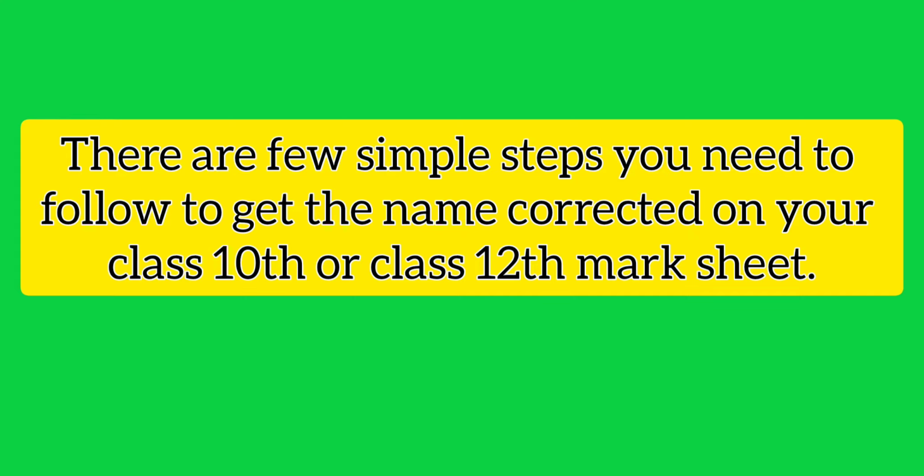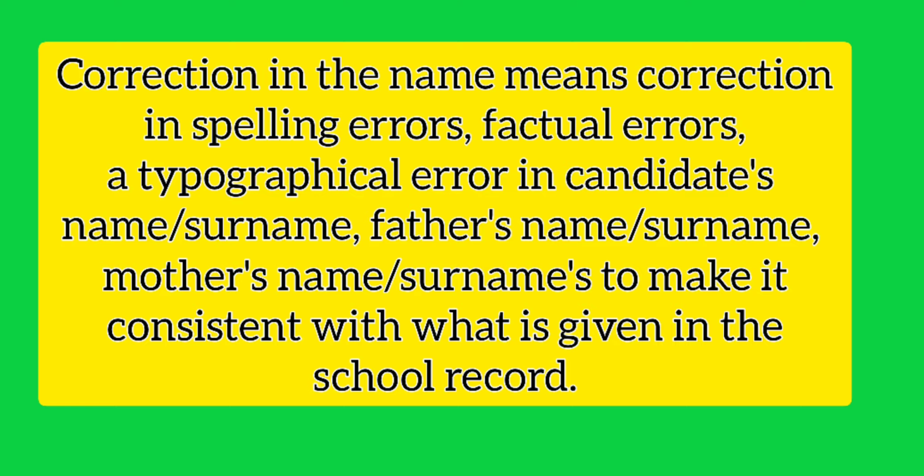There are a few simple steps you need to follow to get the name corrected on your class 10th or class 12th mark sheet. Correction in the name means correction of spelling errors, factual errors, and typographical errors in the candidate's name, surname, father's name, surname, mother's name, surname, to make it consistent with what is given in the school record.